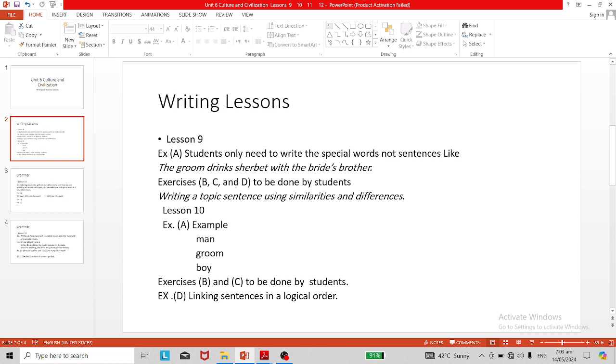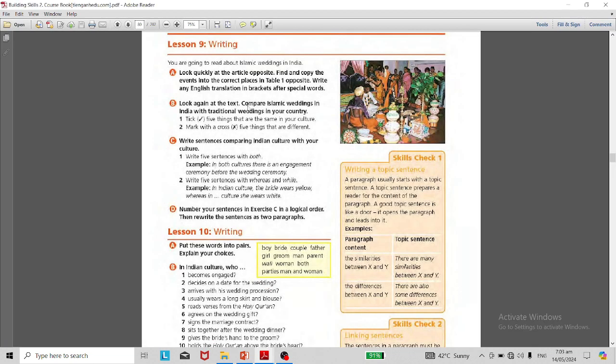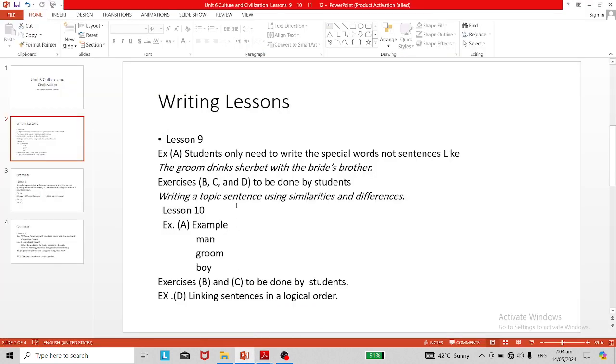Exercises B, C, and D you have to do, students, because simply they are what? You look again and check differences, write sentences comparing India with your culture, and D, I will explain with details here to be done by us. But let me talk a little bit about writing a topic sentence.